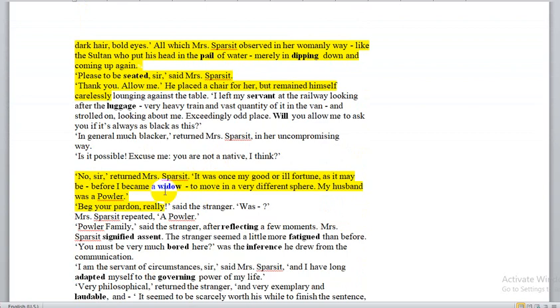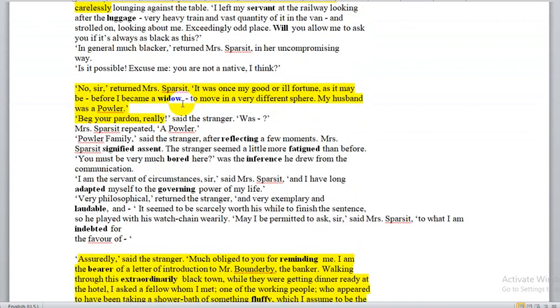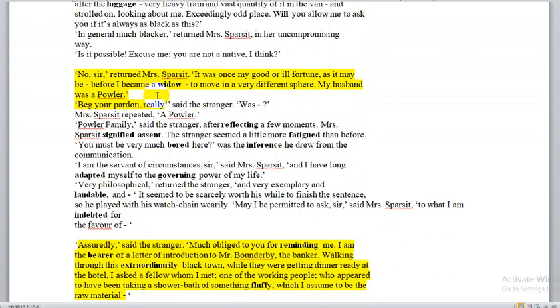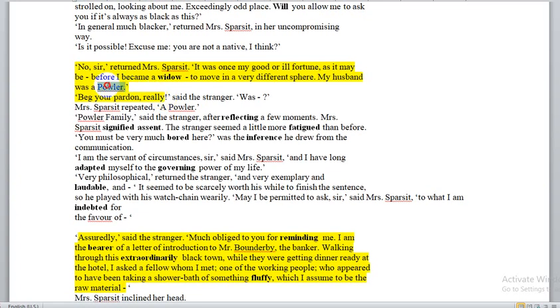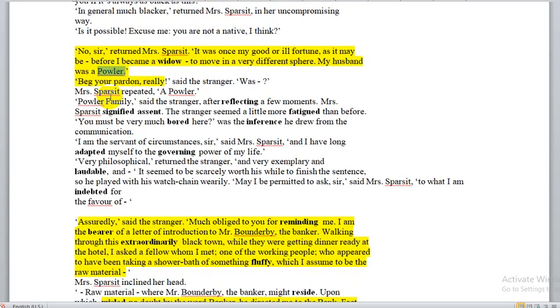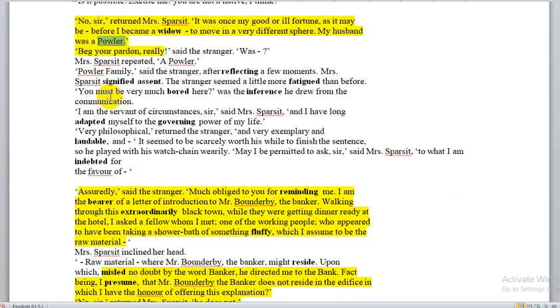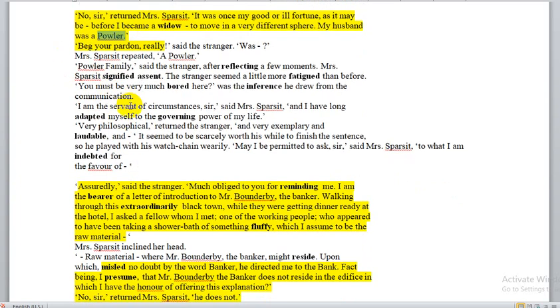And then they sit together and start discussing certain issues. "It was once my good or ill fortune, as it may be, before I became a widow, to move in a very different sphere. My husband was a Powler." You know, this idea is confirmed every now and then that she is a Powler and her husband was, and she belongs to a noble family, and these all reflect the problem that Dickens highlights in the novel.